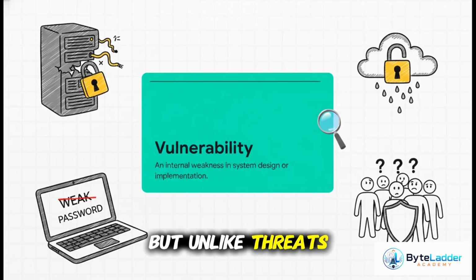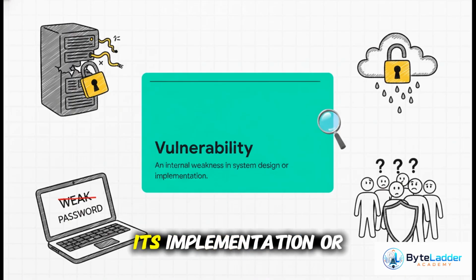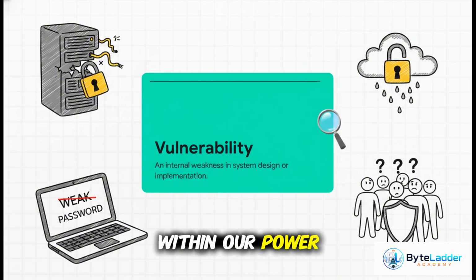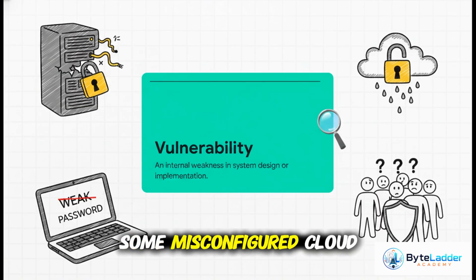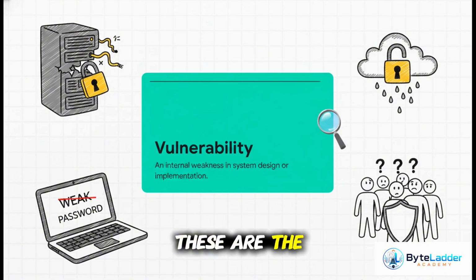But, unlike threats, we actually do have the ability to control our vulnerabilities. So what is a vulnerability? It's an internal weakness in your system's design, its implementation, or your daily operations. Because these come from internal factors, they are entirely within our power to fix. Think of things like an unpatched operating system, an employee using a super weak password, some misconfigured cloud storage, or maybe just a lack of security training for your staff. These are the weaknesses living right inside our own walls.